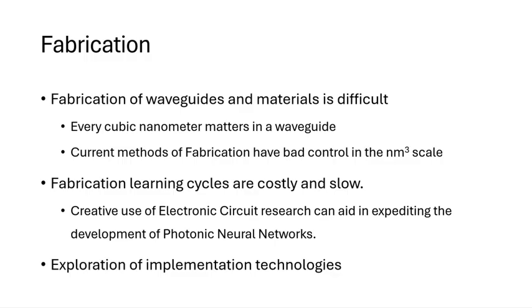However, creative use of electronic circuit research can aid in expediting the development of photonic neural networks through the use of breakthroughs in certain electronic circuits. Finding a photonic analog may prove beneficial. However, photonics have a different set of constraints. For example, processing near memory solutions in some electronic circuits may not be optimal, as light does not have the same communication drawbacks as electrical circuits.